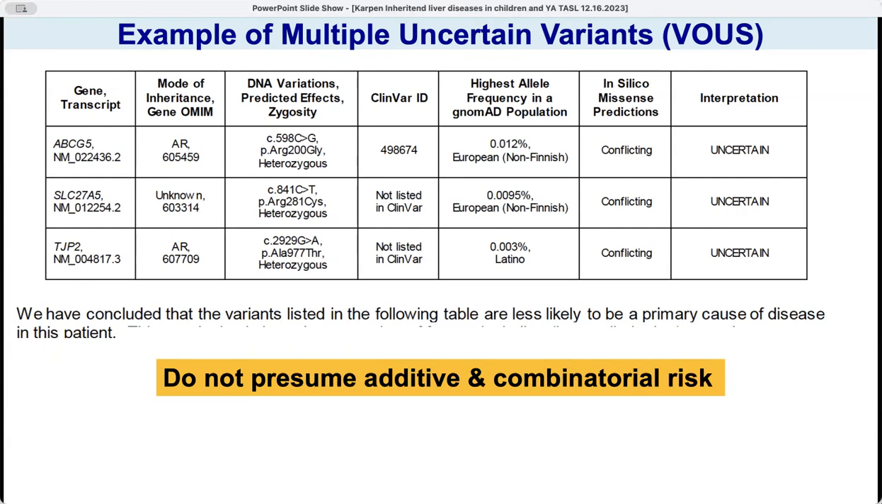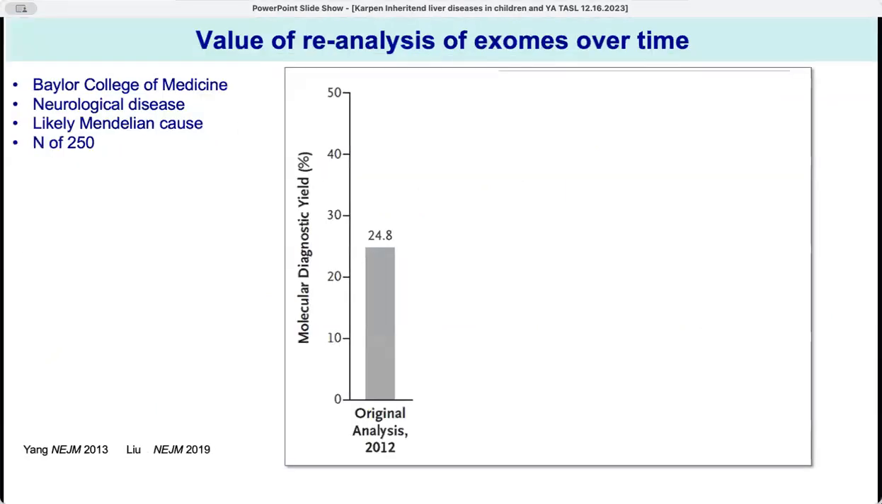Don't presume it. Think that these are just like maybe one of the parents. And don't presume combinatorial risk yet. This is the end of 2023. We may think differently in 2028 and beyond. And why is that? Well, there is some value that the library is being developed now, and there's a value to reanalyzing exome sequencing over time because we're learning new things.